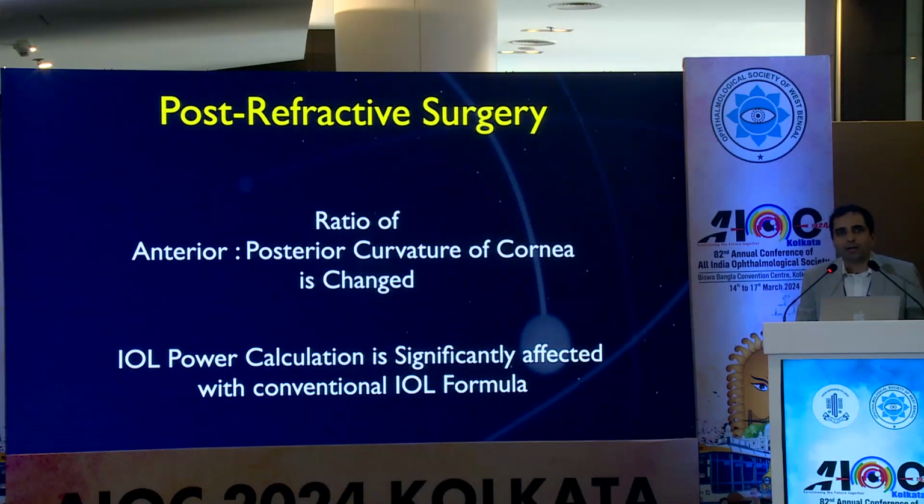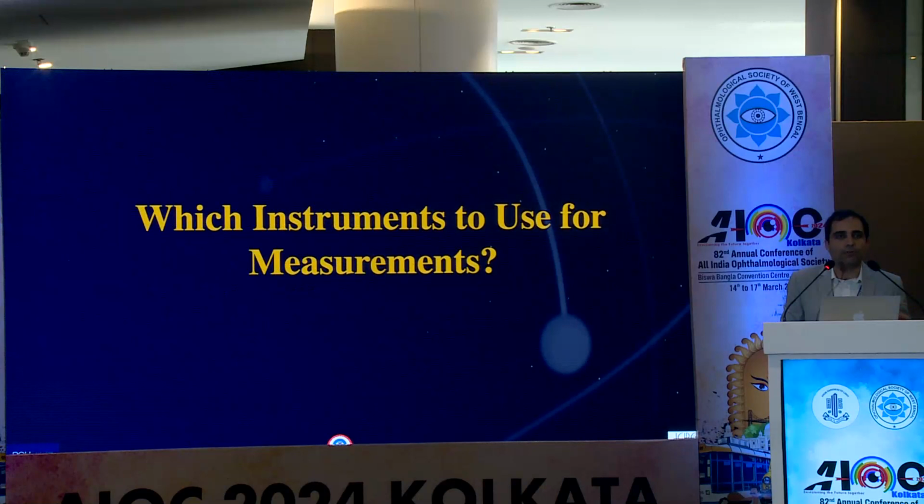Now, why is power calculation in post-refractive surgery different or challenging? It is because the ratio of the anterior and posterior corneal curvature is changed. So there is normally a fixed ratio between the curvature of the anterior and the posterior cornea. Whenever a refractive surgery is done, this ratio changes. The anterior cornea either becomes flat or more steep, but the posterior cornea doesn't change. So the ratio changes. And therefore, the conventional formulas, which are based on a fixed ratio of the anterior and posterior corneal curvature, do not work very accurately. So we need different special formulas.